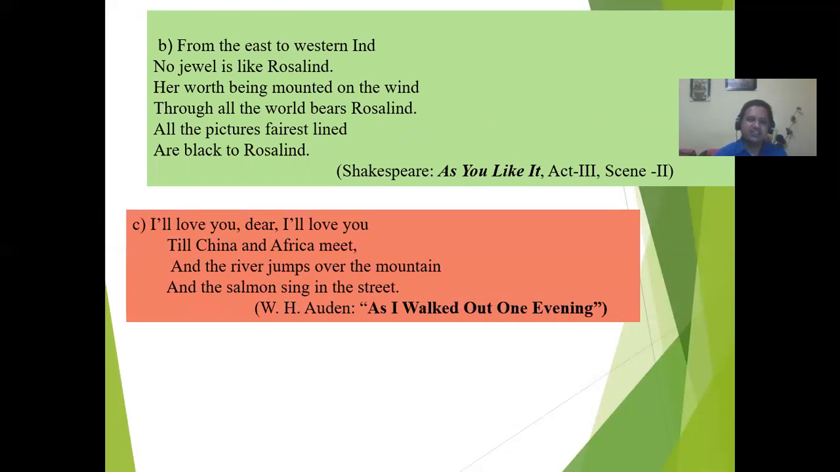"I love you, dear. I love you till China and Africa meet, and the river jumps over the mountain, and the salmon sing in the street." Here we see the hyperbolic expression of a lover to his beloved. He loves her dearly, till China and Africa meet. It seems to be impossible. And the river jumps over the mountain, and the salmon sing in the street. How is it possible? But everything is possible in love, and many things occur in the mind of a person when he falls in love. So he made an exaggerated statement here.